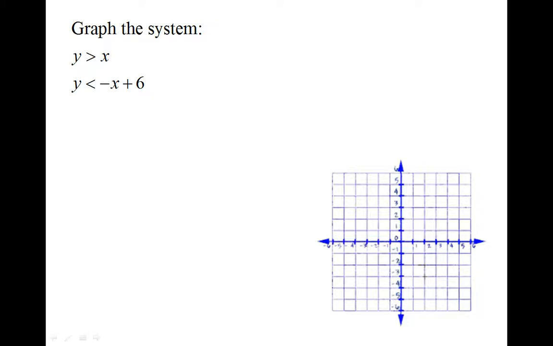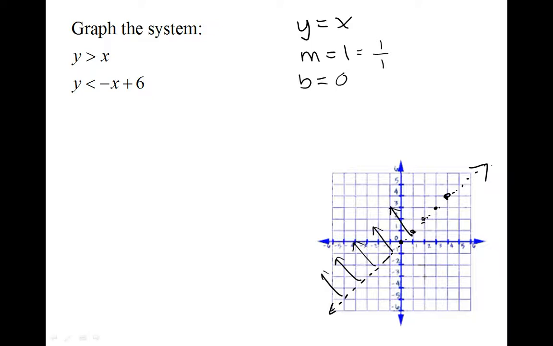Okay, so first for y greater than x, let's just think about what that line looks like. That would be if we have y equals x, okay, that would be a slope of 1, y-intercept 0, okay. So your slope is 1 over 1, right? Rise over run. So it is going through the origin. Rise 1, run 1, rise 1, run 1, and so on, okay? And we need a dotted line. Y is greater than x, so we shade above the line.